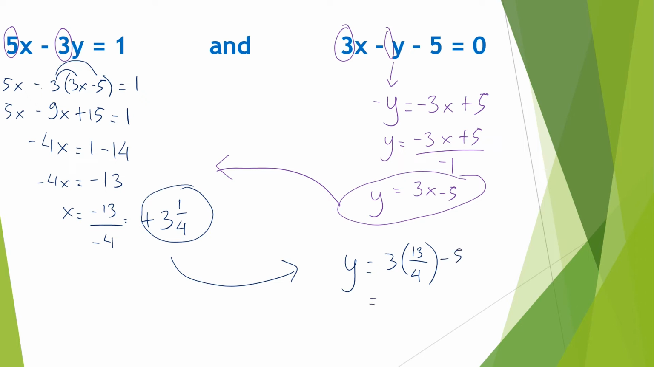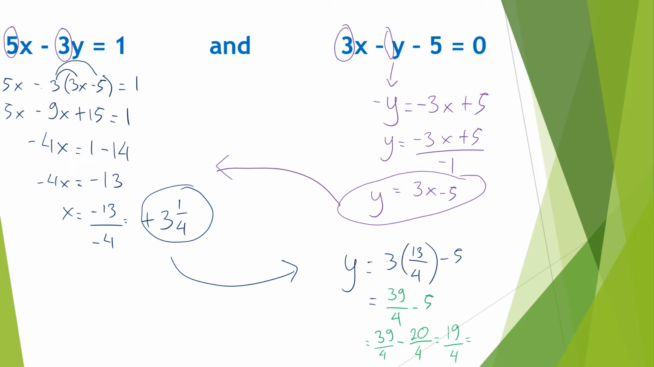So I change the color. We cannot do the cancellation between these two, so just multiply the top, 3 times 13, 39 per 4 minus 5. Remember about the fraction: 39 per 4 minus, this is the whole number 5, so we change it into a fraction also. The denominator must be 4, so 5 times 4, 20. Remember, when you want to subtract or add fractions, they must have the same denominator. 39 minus 20 equals 19 per 4.